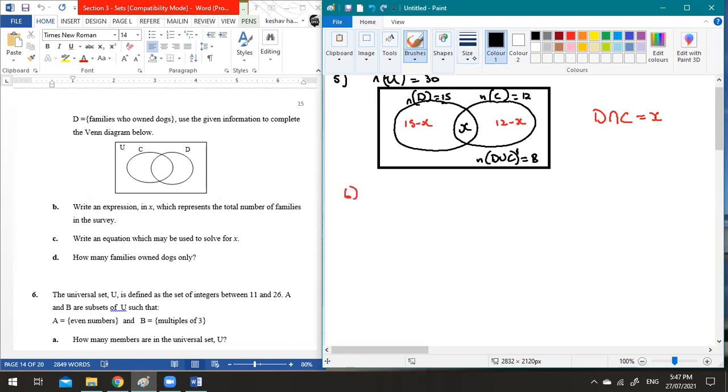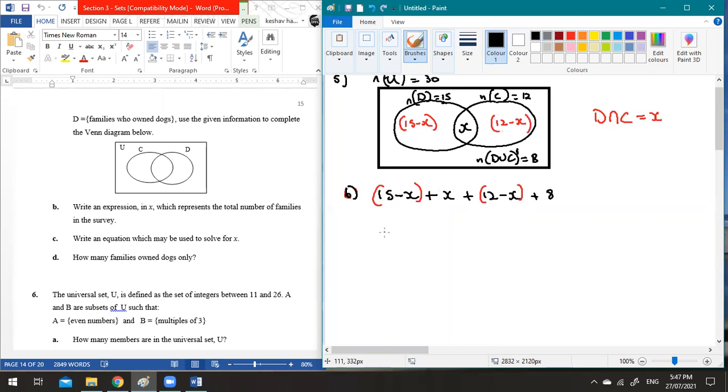So part B, write an expression in x which represents the total number of families in the survey. So again, our expression is not an equation, it doesn't have an equal sign. And the expression will be 15 minus x, add 12 minus x. We're going to put 1x, but we don't need it. Add 8. Now again, this comes from here, and this came from here.